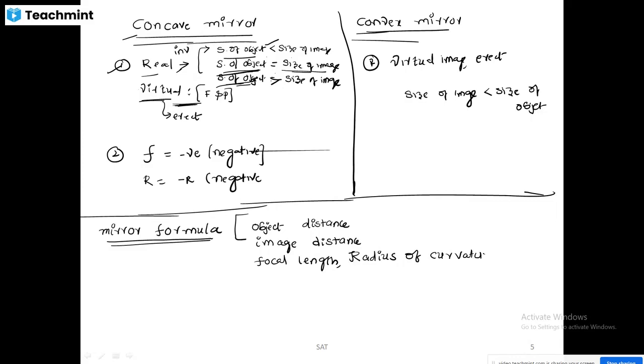Okay. So out of this, the object distance is represented by letter u. Image distance is represented by letter v. Focal length is small f, and radius of curvature is R. So out of 4, we should know 3, and we calculate the other quantity. Okay. Right. So for this, I can take one more slide.